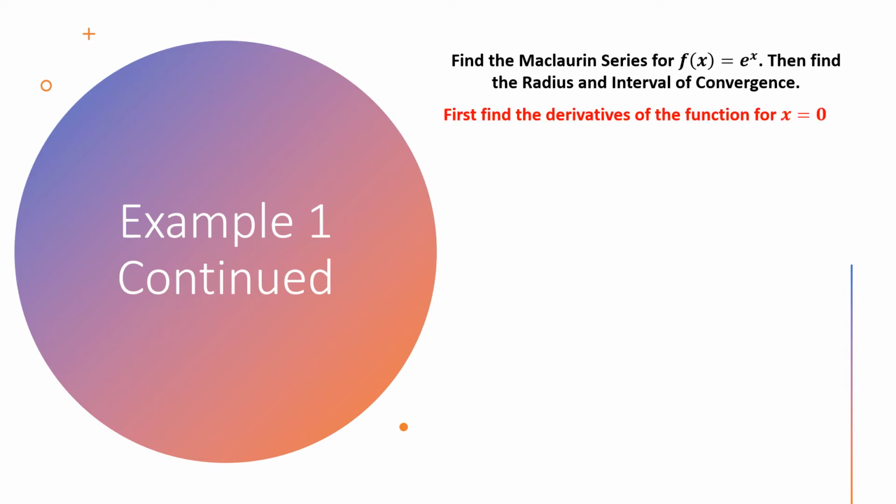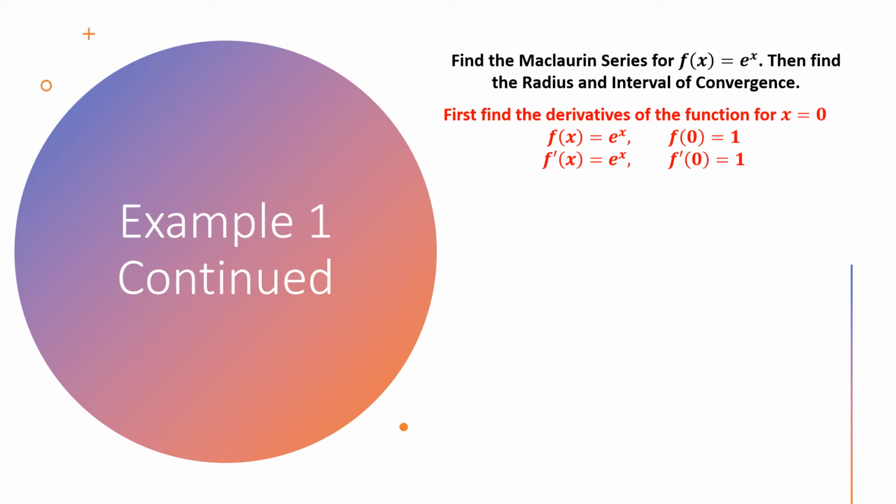And so what I'm going to do is start by taking my derivatives. I'm just going to take a bunch of them, and I'm going to take each derivative at x equals 0. Since it's a Maclaurin series, I know the center is 0. So I'm going to start with my original function of f of x, and then I'm going to plug in 0 to that.